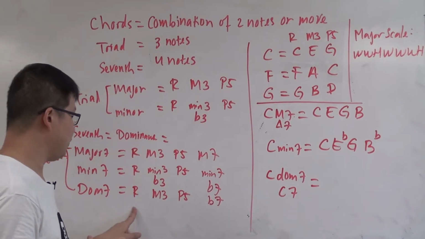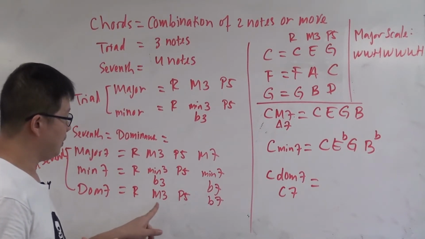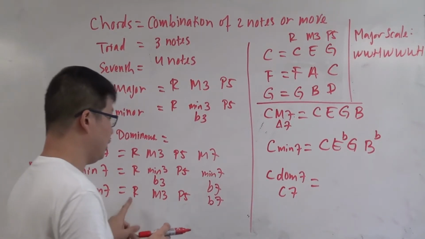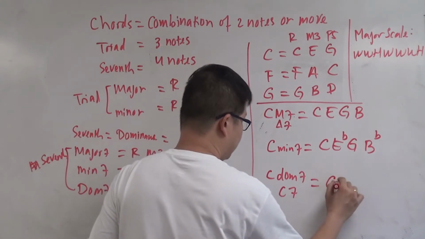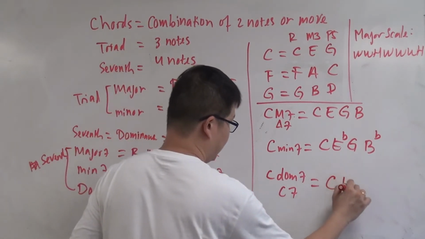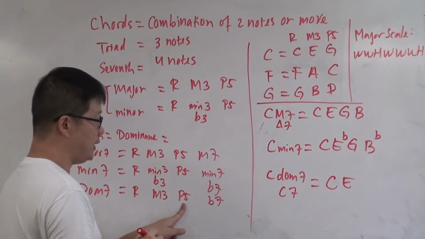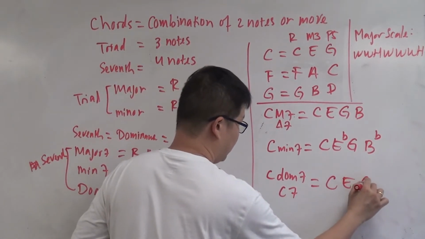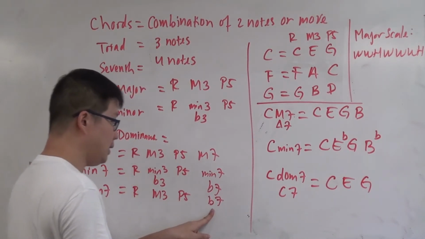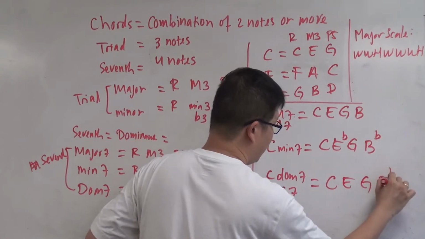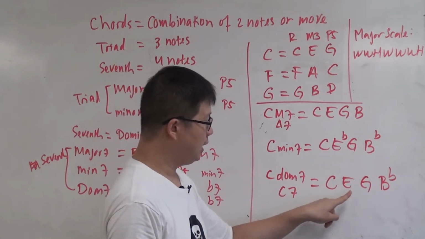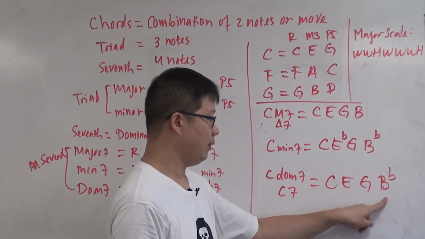Now C dominant 7, the formula says is root, major third, perfect fifth, and flat 7. Now the root of C is C. The major third of C is E. The perfect fifth of C is G. The flat 7, which is the minor 7 of C, is B flat. So the answer for C dominant 7 or C7 is C, E, G, B flat.